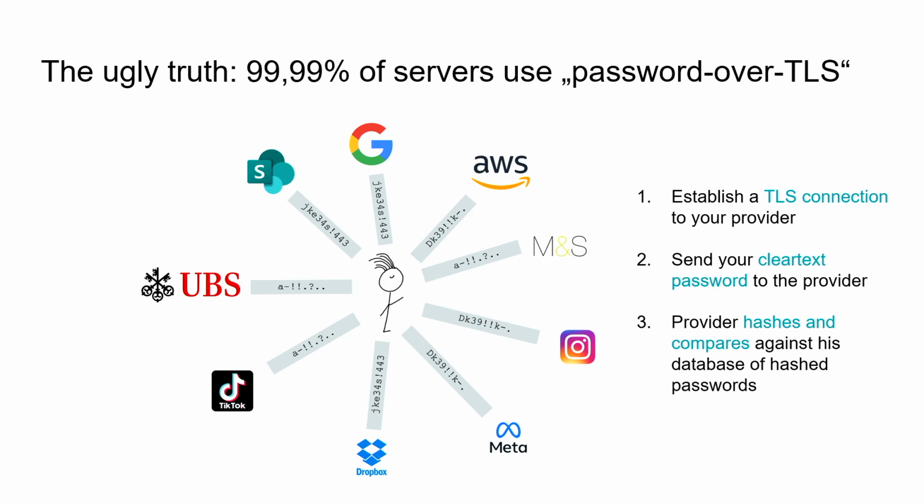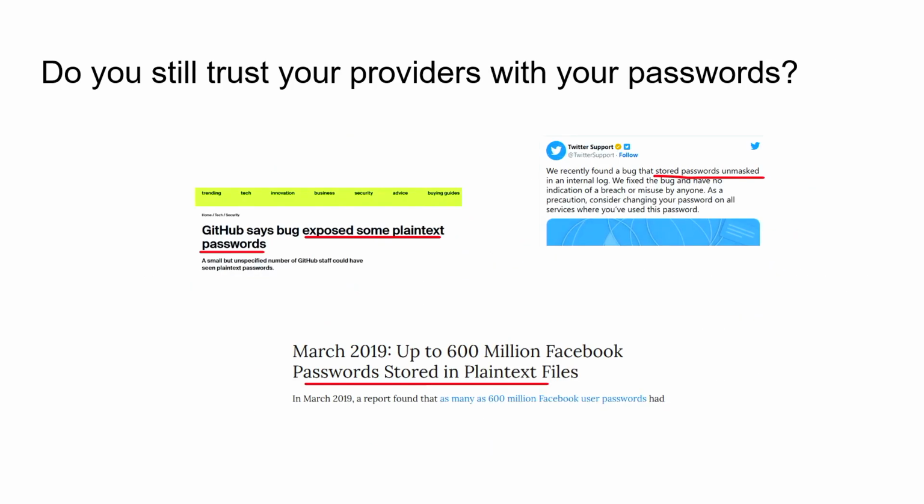First, you establish a TLS connection to your provider. Then you verify the certificate of the provider so that it's actually the company you intend to talk to. And then you send your password in the clear over this TLS connection. Then the provider hashes the password and compares it to the database of hashed passwords, or somehow encoded passwords. Okay, so what is the problem with this approach?